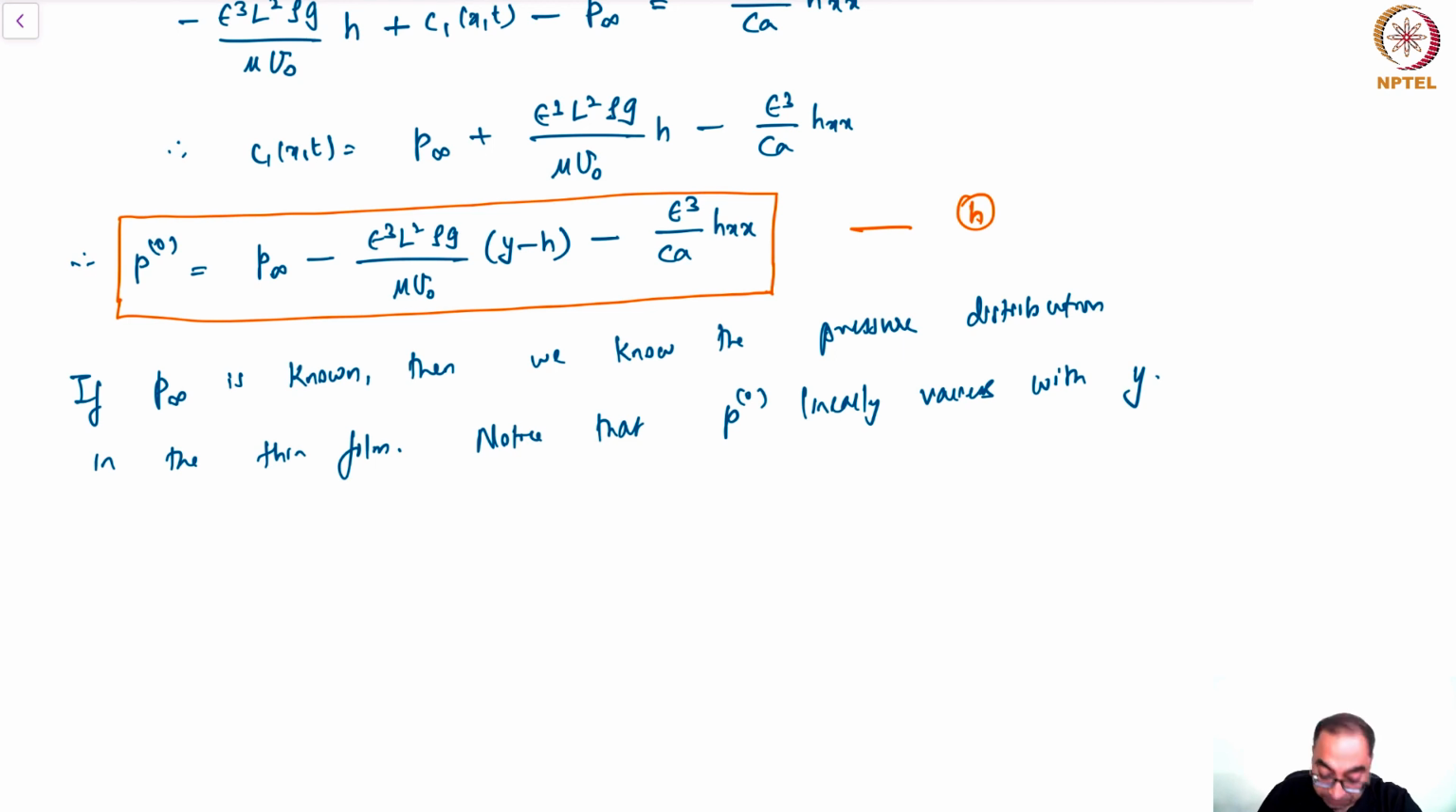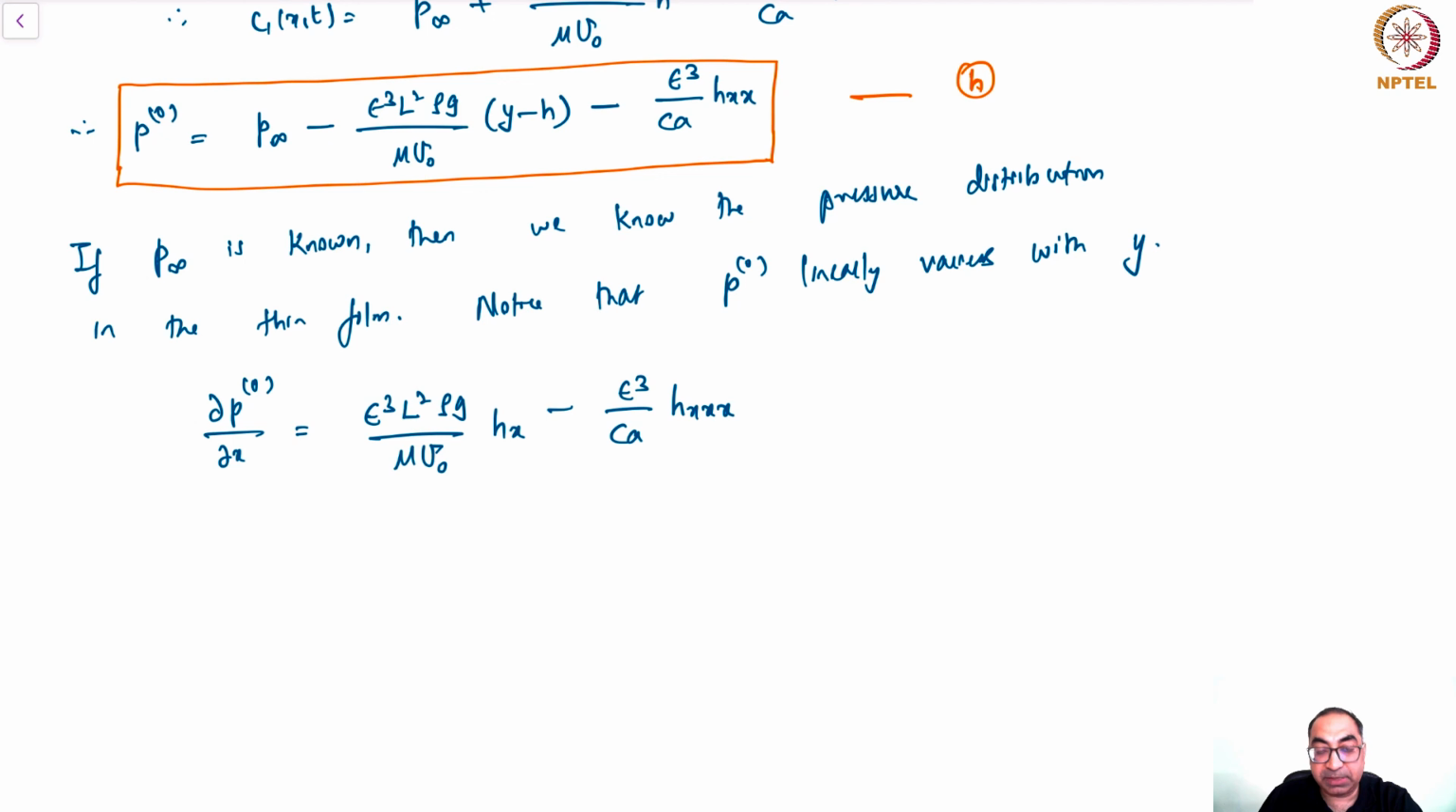So what does it tell you? That if I take the derivative with respect to x, then I have epsilon cube L square rho g by mu u naught times hx minus epsilon cube Ca hxxx. So I've got the pressure gradient del p0 by del x.